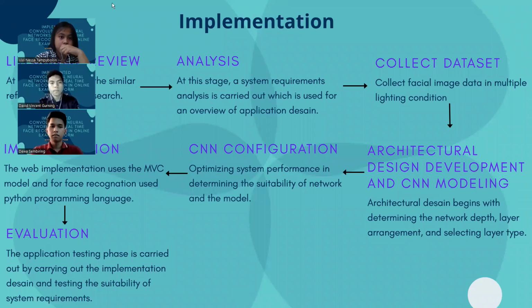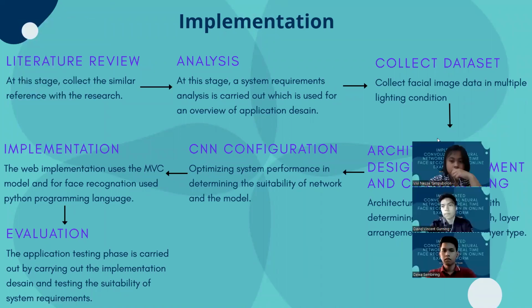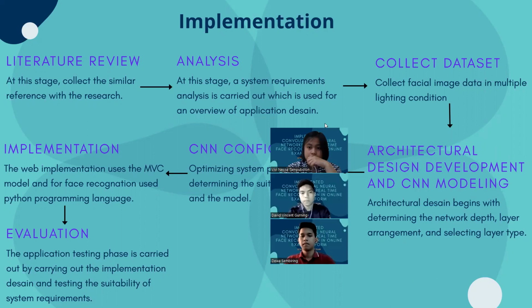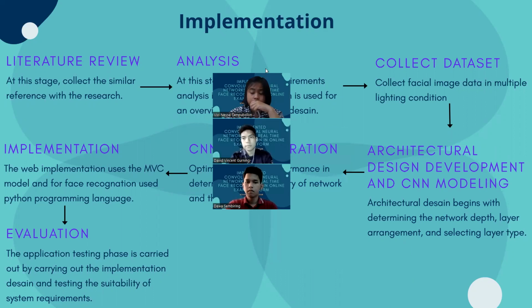Now, I want to explain our implementation. It starts from literature review. At this stage, we collect references similar to our research, and then we do the analysis. At this stage, a requirement analysis is carried out, which is used for an overview of our application design. And then we collect the dataset. We collect a dataset of facial images in multiple lighting conditions. And then architectural design development and CNN modeling.